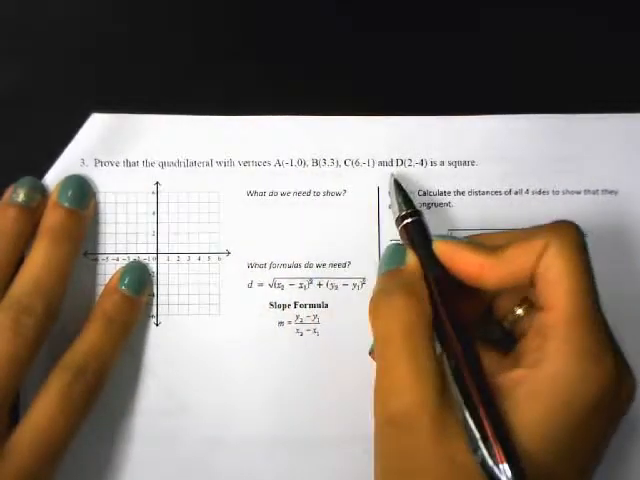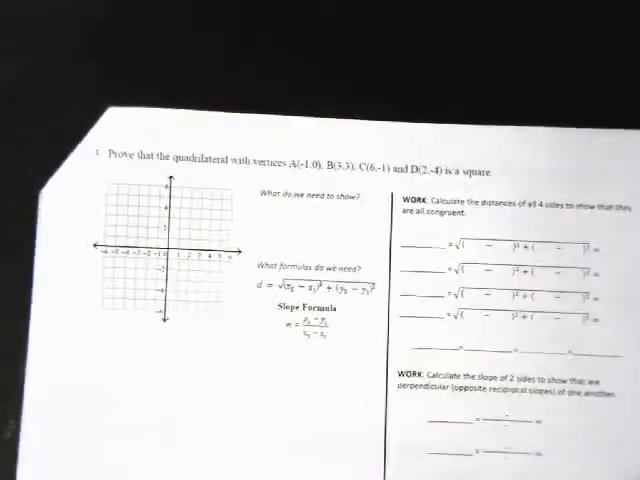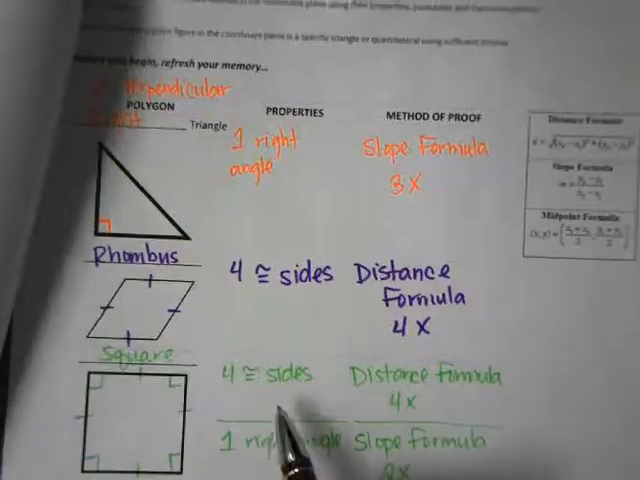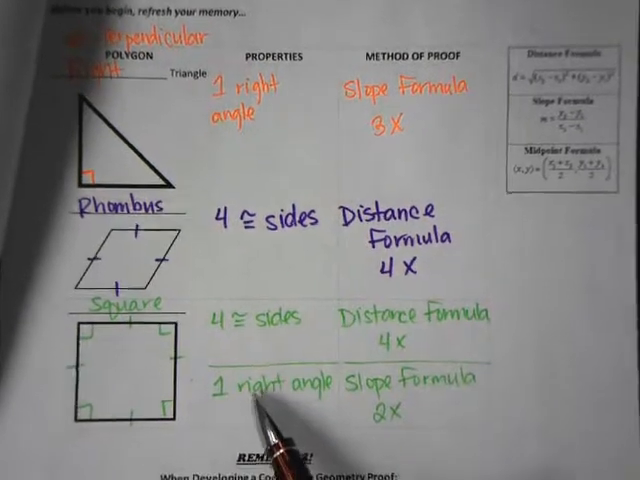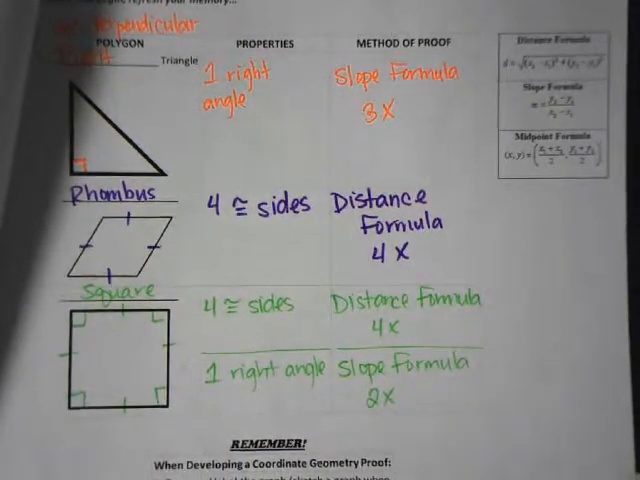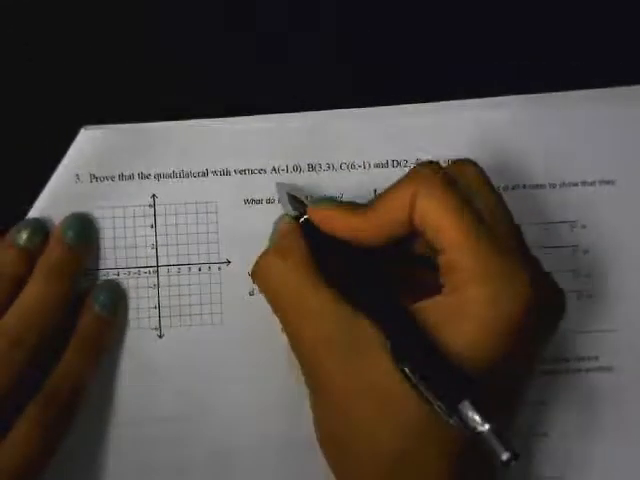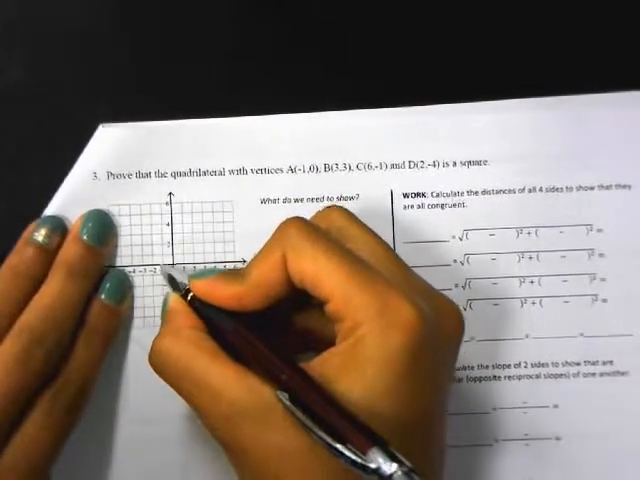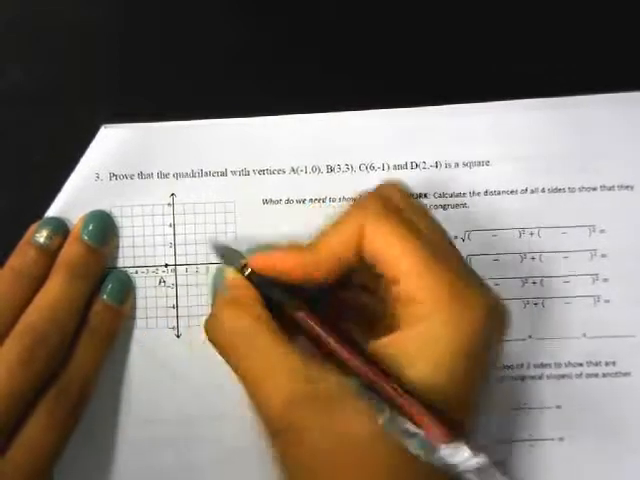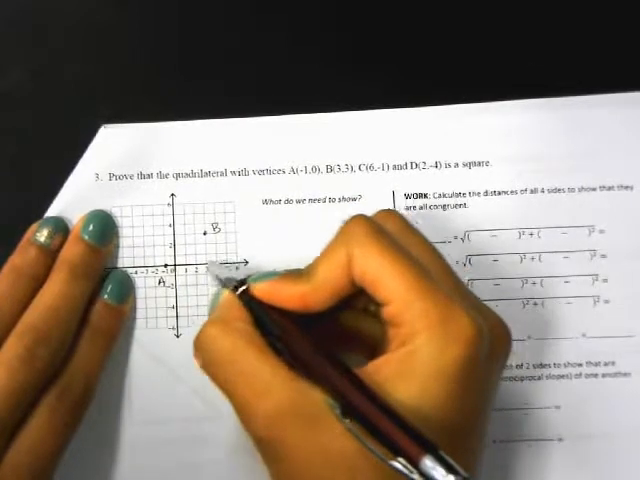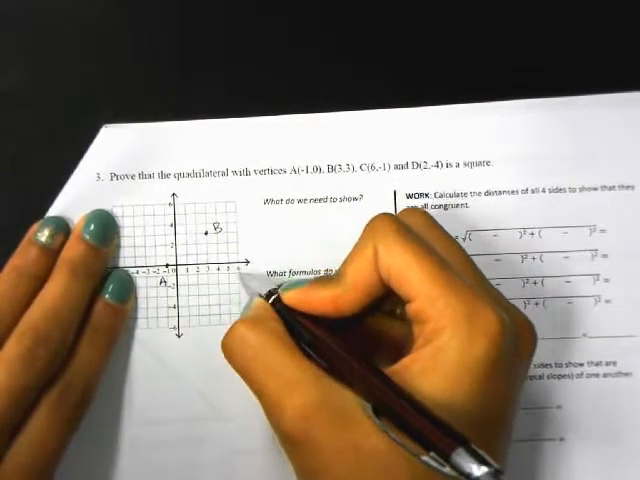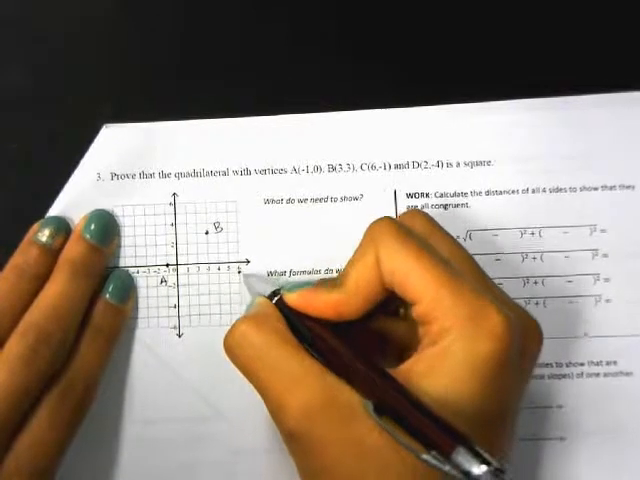We're going to plot the first point. A is at -1, 0. B is at 3, 3. C is at 6, -1. And D is at 2, -4. Okay? So I'm going to grab my ruler. I'm going to connect all 4 points. You can kind of tell it kind of looks like a square, but again, we can't say for sure unless we get the numbers. So the numbers will prove that this is a square.